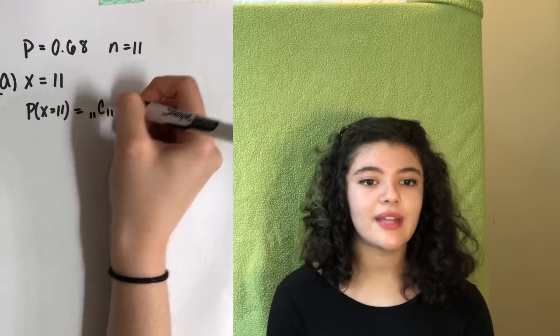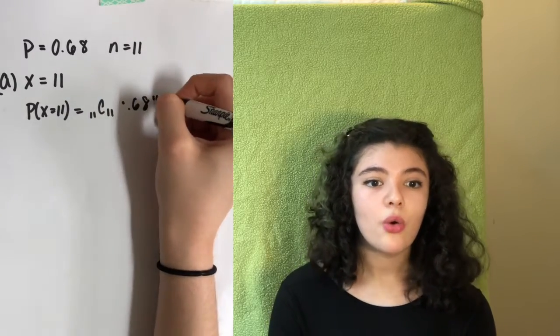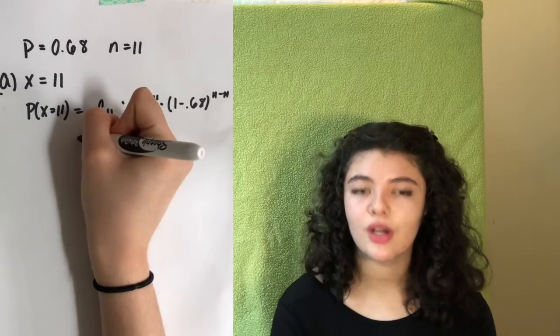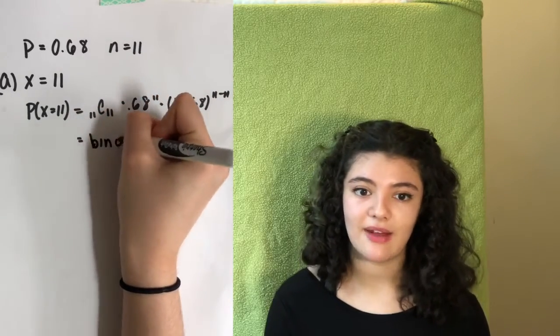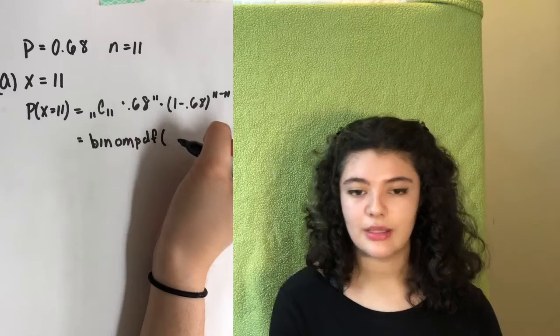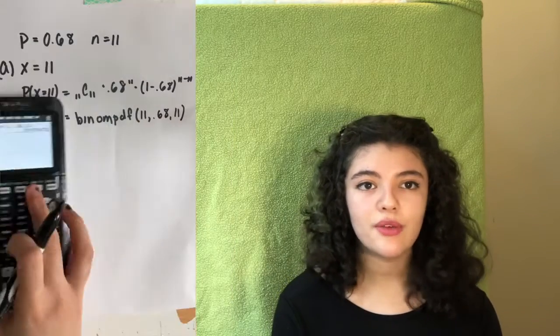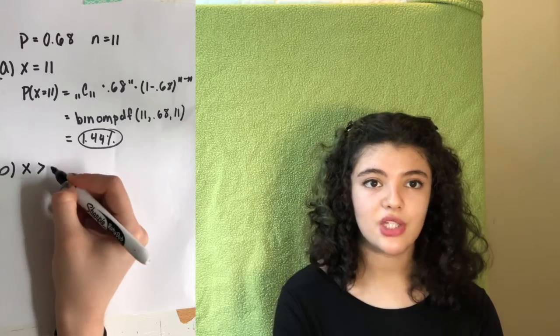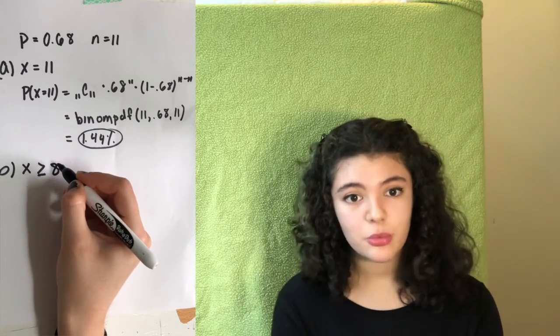We can just input that into the equation as such, or into the calculator with binom PDF, making sure you show your work, not just binom PDF, and labeling your numbers. We get just 1.4%. Then it asks about 8 or more. One way you could do this is repeat what you just did, replacing 11 for 8, 9, 10, and 11, and add those probabilities together, the probability of 8, 9, 10, or 11 with masks. But that takes too long.